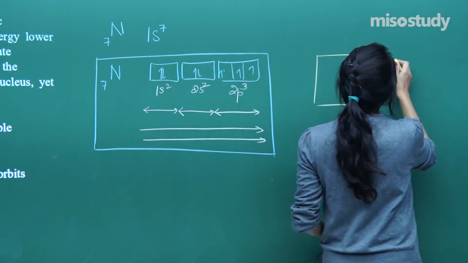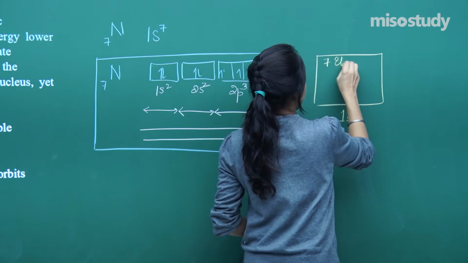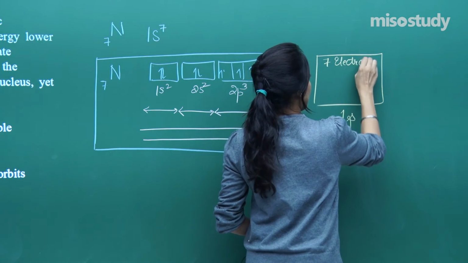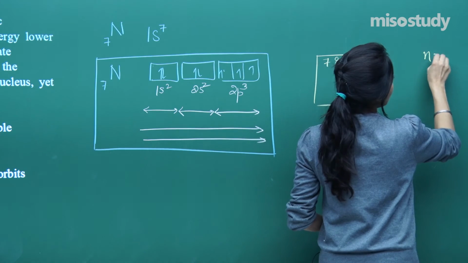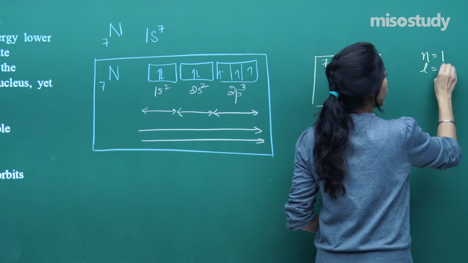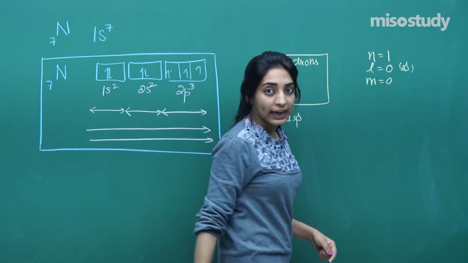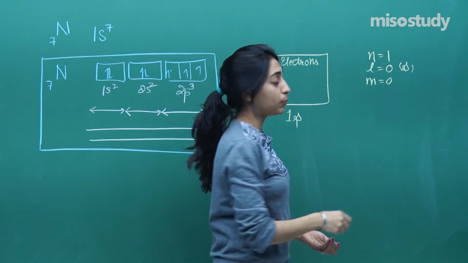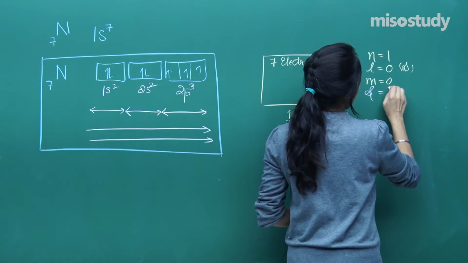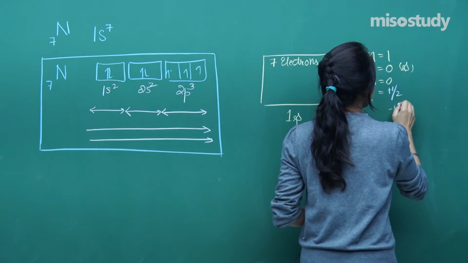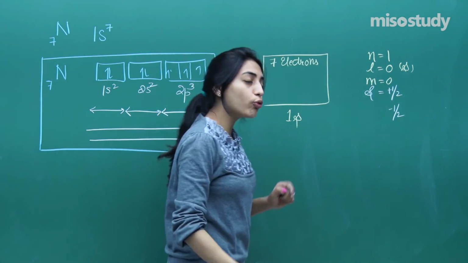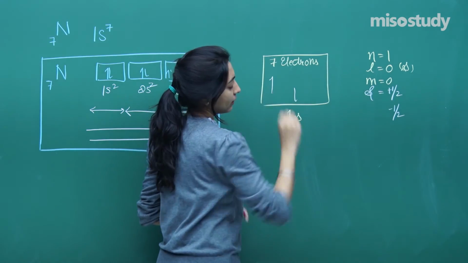For 1s, all the 7 electrons which are there: n value is 1, L value is 0 because it is s orbital, m value will be 0, right? Now we are having just 2 values of spin. Either the spin can be plus half or the spin can be minus half. So 2 of the electrons I can enter like this.